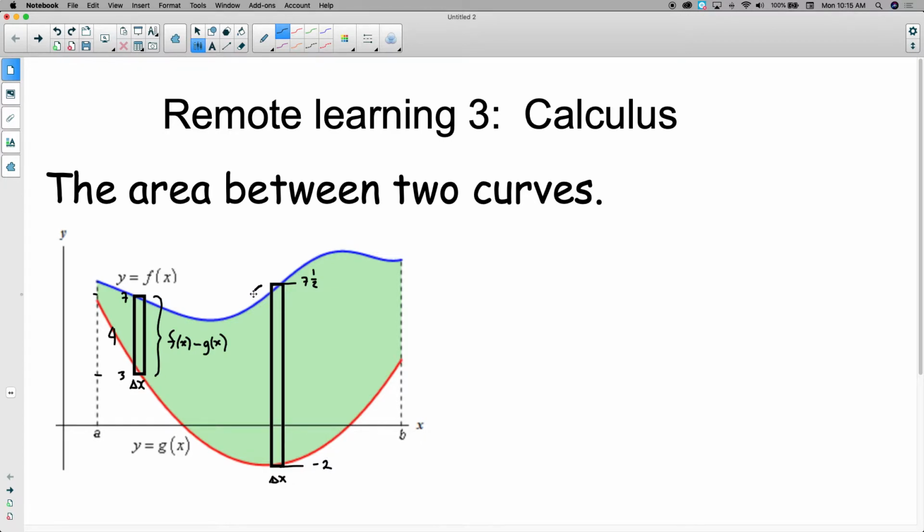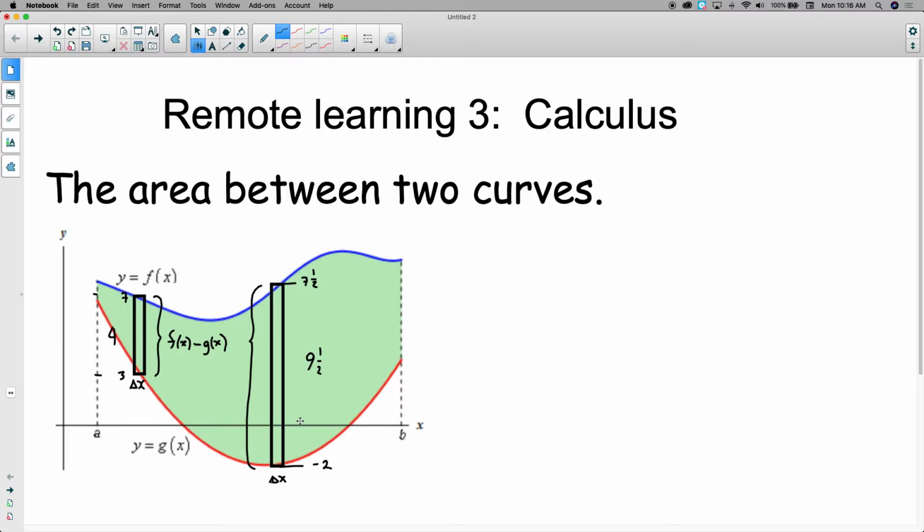So we can actually still use f at x minus g at x, even though one part of the function is above the x-axis and one part of the function is below the x-axis. Because if you subtract -2 from 7.5, so if you do 7.5 minus -2, you do get the correct height of the column of 9.5.